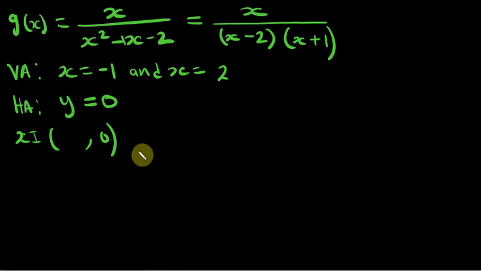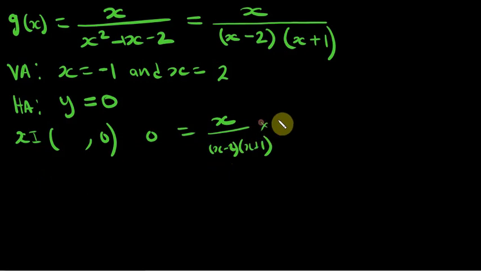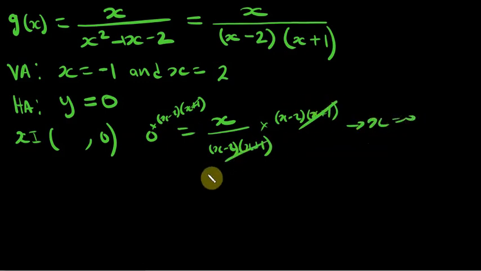To get our x-intercept, we equate the whole equation to 0. 0 equals x over (x minus 2)(x plus 1). We multiply the 0 by (x minus 2)(x plus 1), so this whole thing becomes 0. This and this cancel out, it's 1, therefore x equals 0. That's how I got that.